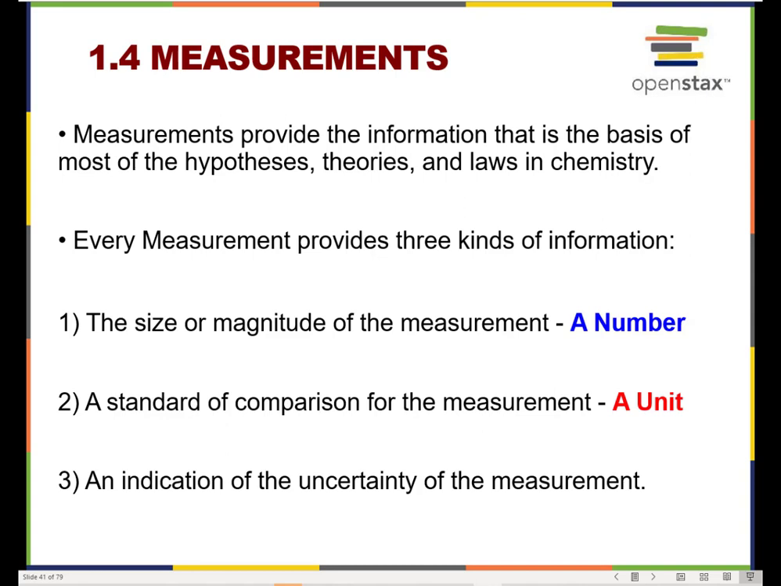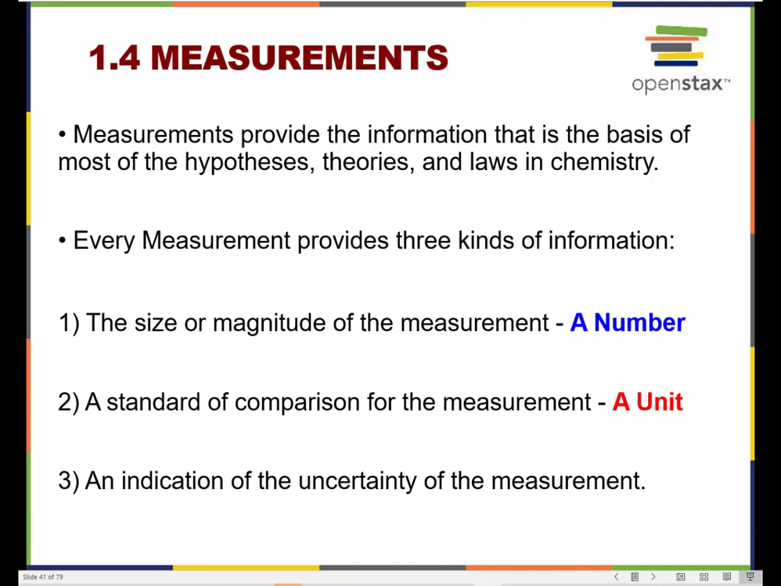Measurements provide the information that is the basis of most of the hypotheses, theories, and laws in chemistry. So every measurement needs two important parts. It needs a number and it needs a unit. So when you're trying to weigh something, for example, you can't say that it weighs 18, because if you just give a number without giving a unit, then that number is meaningless.